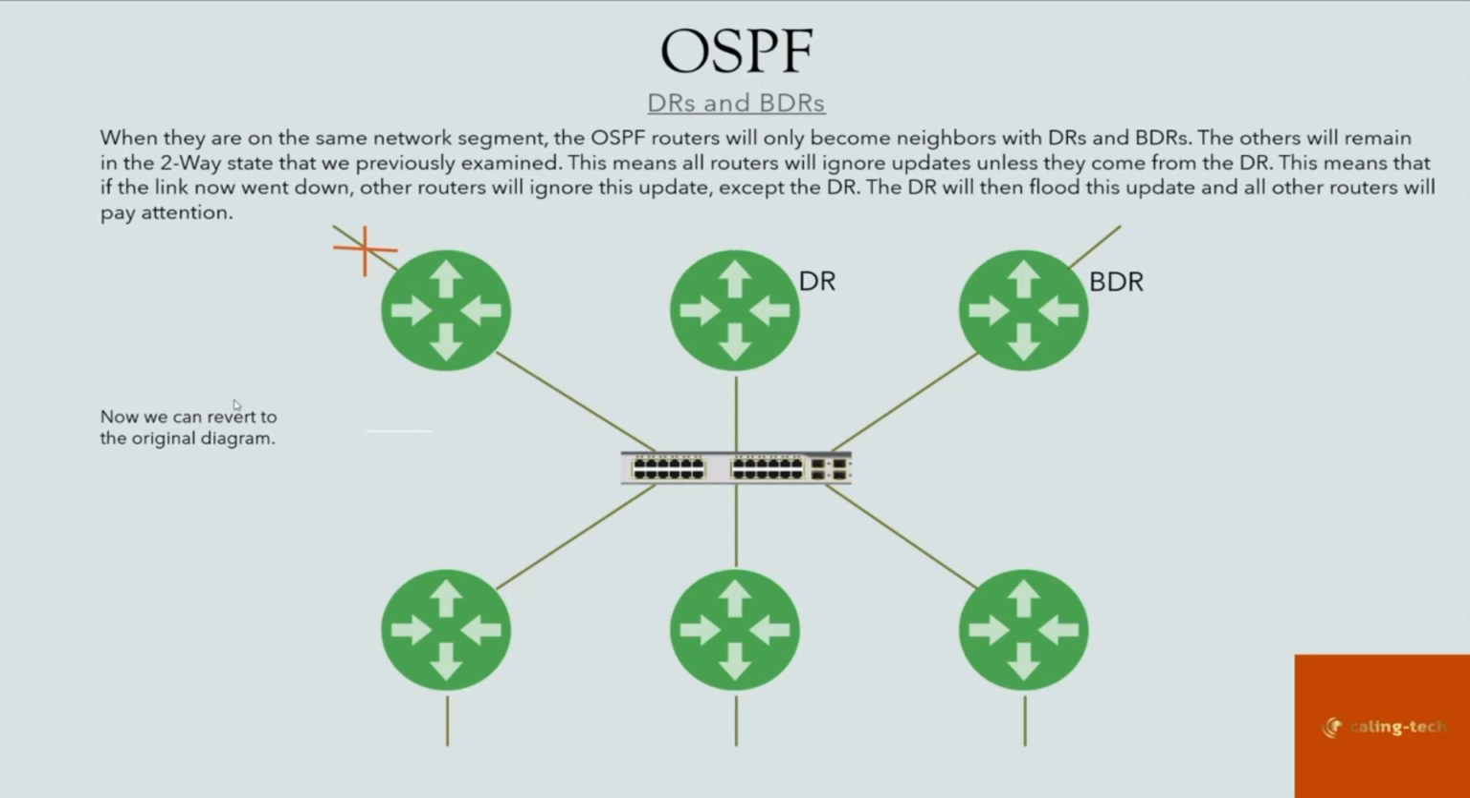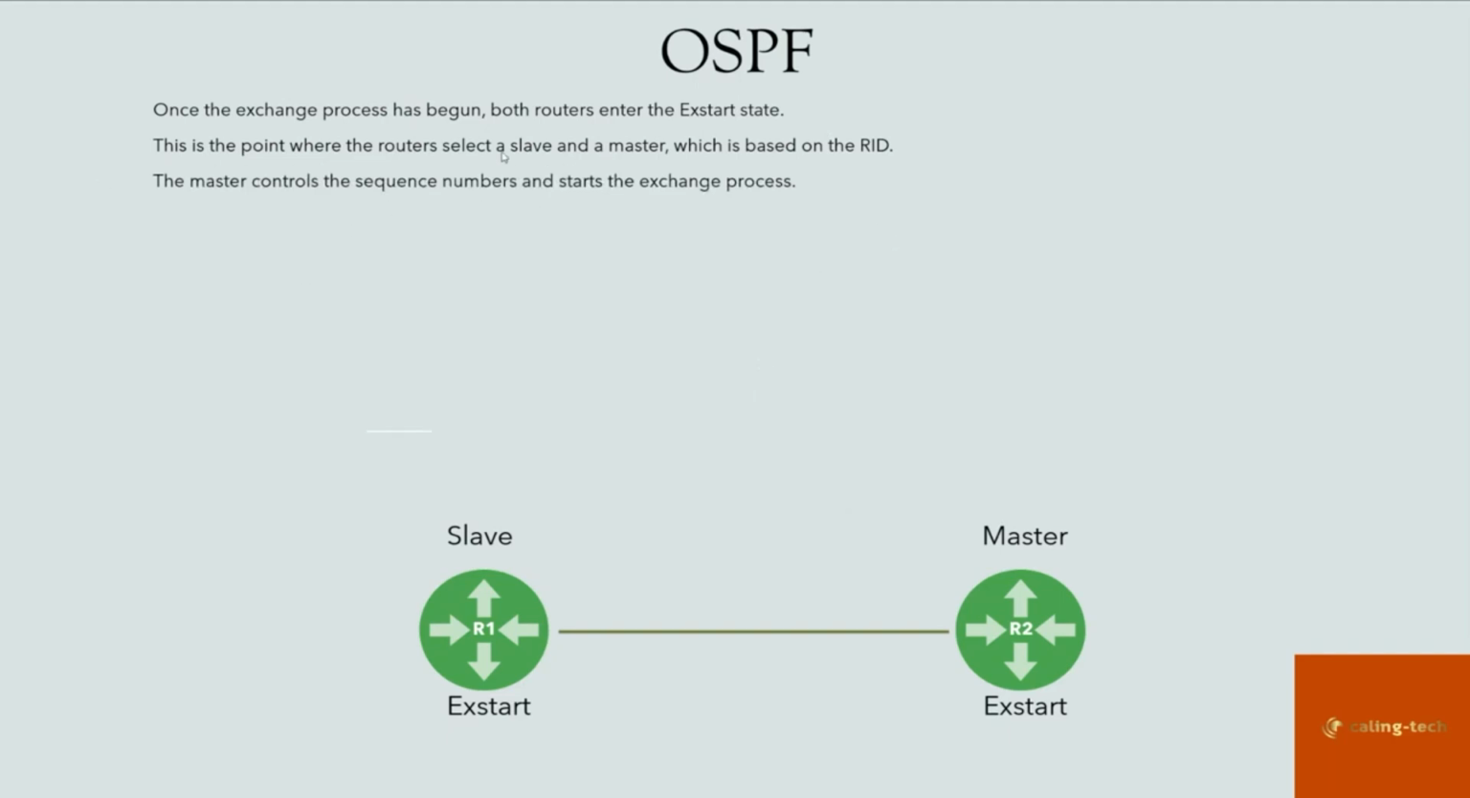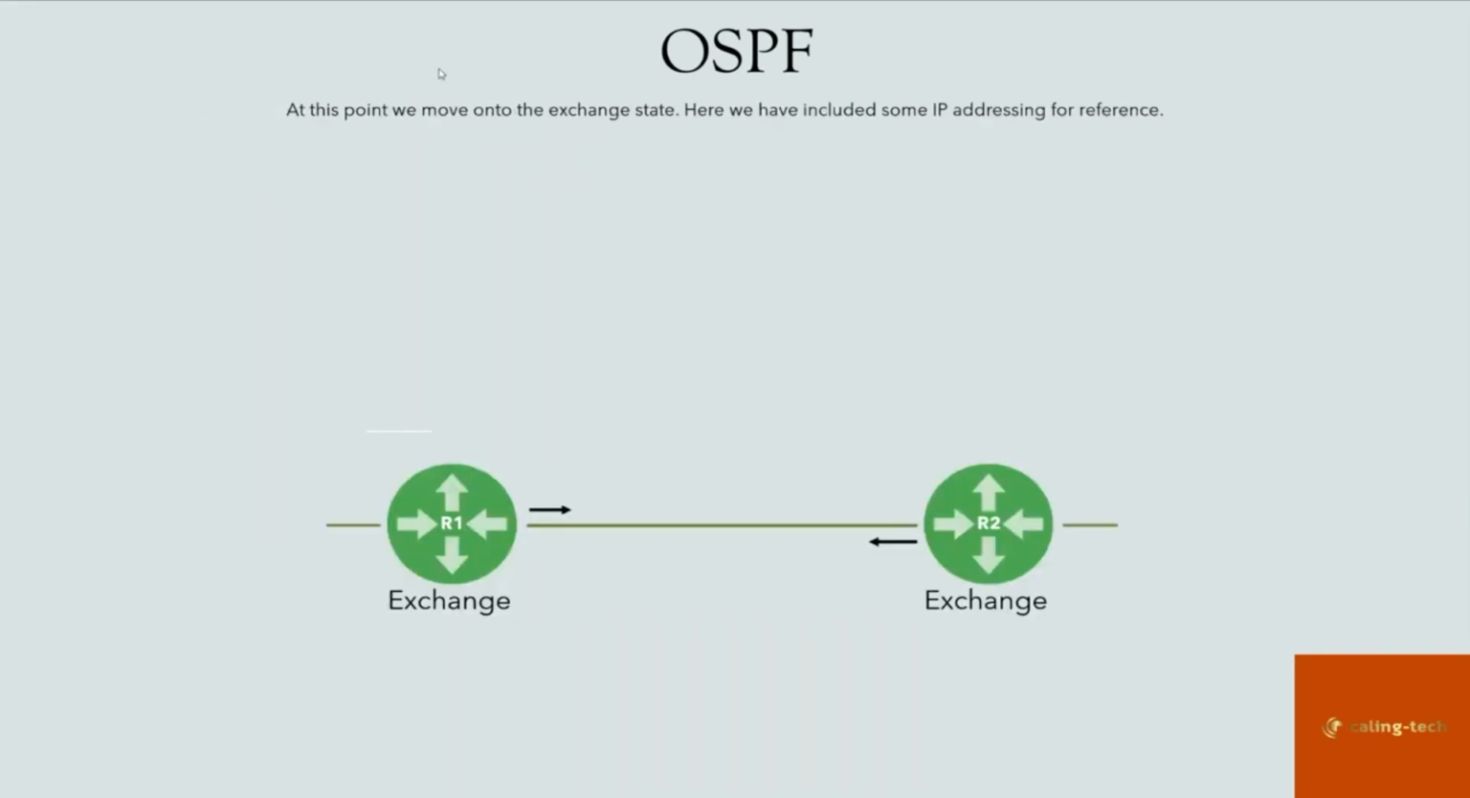So what we're going to do is revert to the original diagram of the point-to-point and continue with how OSPF operates. Once the exchange process has begun, both routers enter the exstart state, as can be seen here. Router 1 has entered the exstart, and router 2 has entered the exstart. This is the point where the routers actually select a slave and master, and that again is based on the router ID. So the highest router ID will become the master. The master controls the sequence numbers and starts the exchange process. At that point, we move into what's known as the exchange state.